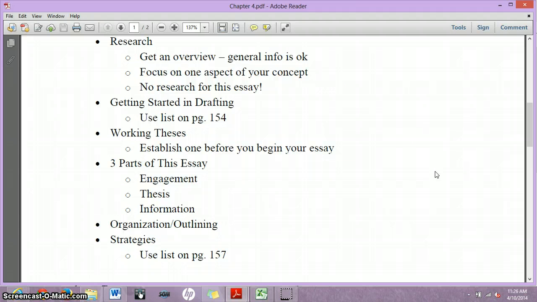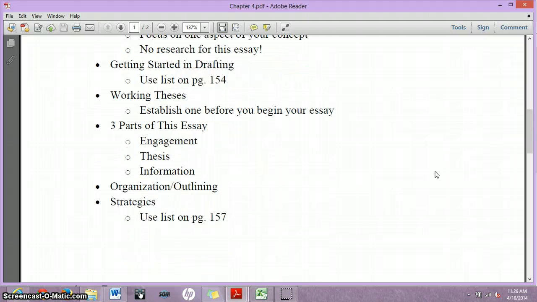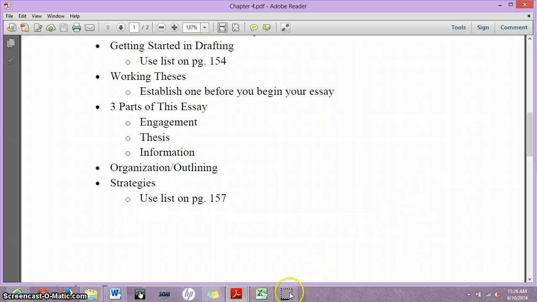Research, again, get an overview of this information. I misread that. Get an overview for yourself. Use general information in your explanations, but don't use specific details, because that's when you'll be pulling in outside sources, and that's not what I want. Also, make sure that you're focused on one aspect of your concept. Goes back to your topic. You don't want to get too broad. You want to keep your information very specific. And remember, I don't want research or outside sources for this essay.